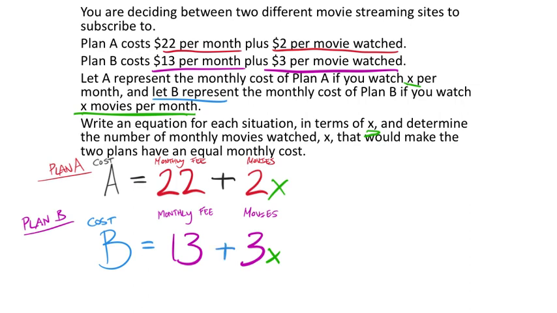So on this assignment, you'll have to enter this into a box. And then you'll have to enter this one into a separate box. Okay? So that's writing an equation for each situation right here in terms of x. And determine the number of movies watched. Okay, so the second part. Determine the number of monthly movies watched, x, that would make the two plans have an equal monthly cost. And then even after that, we can figure out how much it would cost. Okay, so here's what we have. We got Plan A. We got 2 plans, right? So I got Plan A.